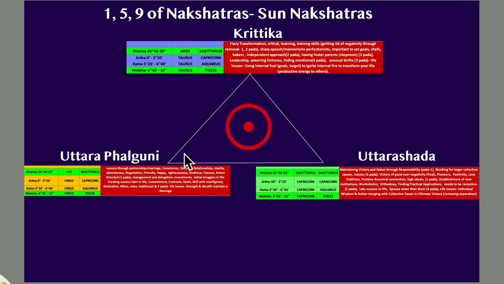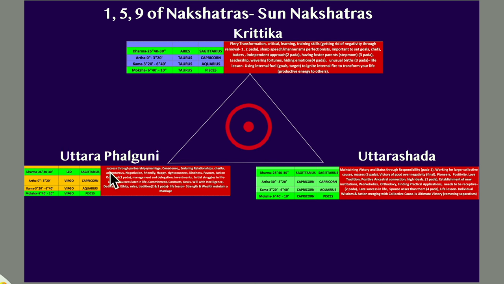Coming to Uttaraphalguni, on the other side, we have Leo going into Virgo. So think everything sixth house. And yet, Dharma is exalted and Moksha is exalted. The first pada and the last pada. Uttaraphalguni themes are success through partnerships, marriage.